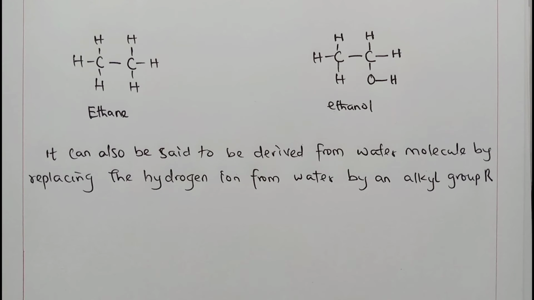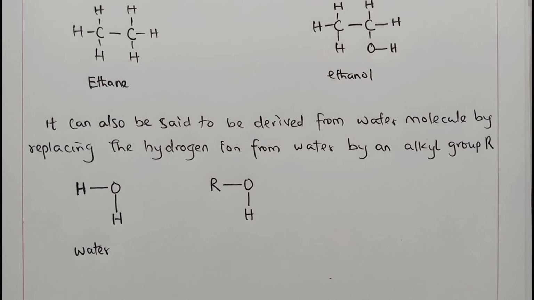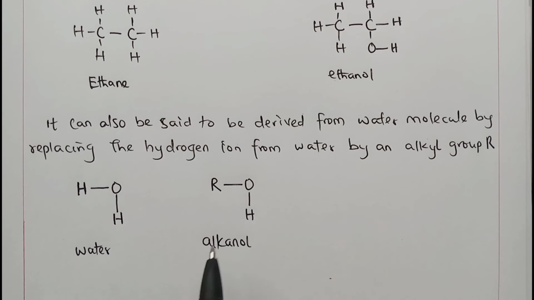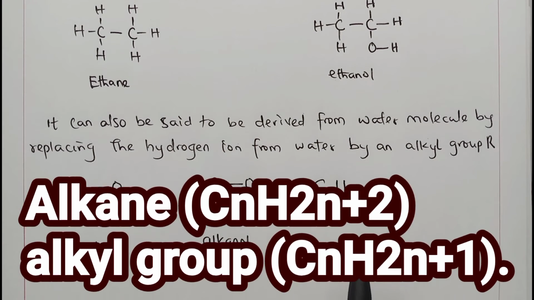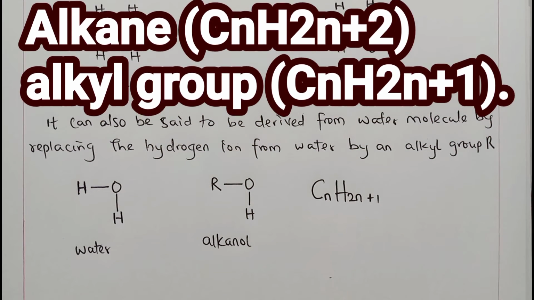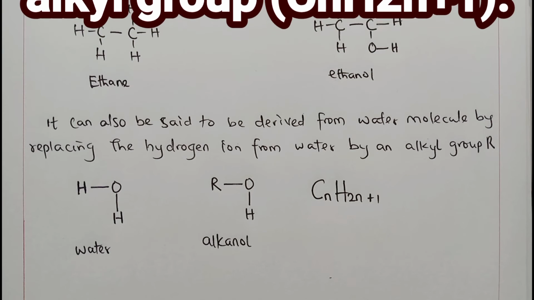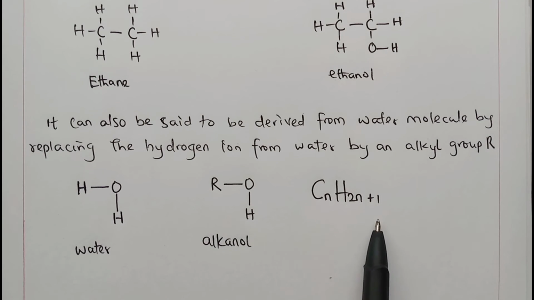It is also said to be derived from the water molecule by replacing the hydrogen from water with an alkyl group. Yes, something that looks like this. This is a water molecule. This is an alkanol. Here, this R, if you notice, wants to look like the general formula of alkane, but just that alkane is 2n+2, but this is 2n+1. That is to say, there is one hydrogen shortened when we are referring to an alkyl group. This R is an alkyl group. Do you get me? Okay. We are having one hydrogen shortened from alkane for us to have what we call an alkyl group.